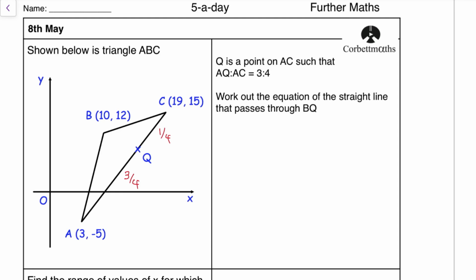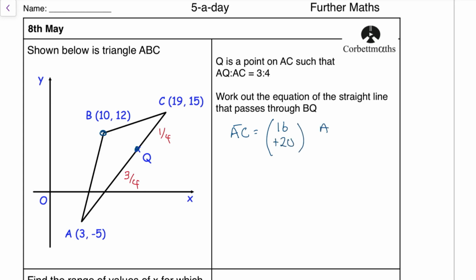Work out the equation of the straight line that passes through B and Q. So B, which I know, and Q that I don't know. So in other words, find out what Q is, then find the equation of the line that goes through B and Q. Okay, usual thing I'm going to do here. If you've seen me do this before, you know what I'm going to do. A to C is the vector that goes from 3 to 19, which is up 16, and from -5 to 15, which is up 20.